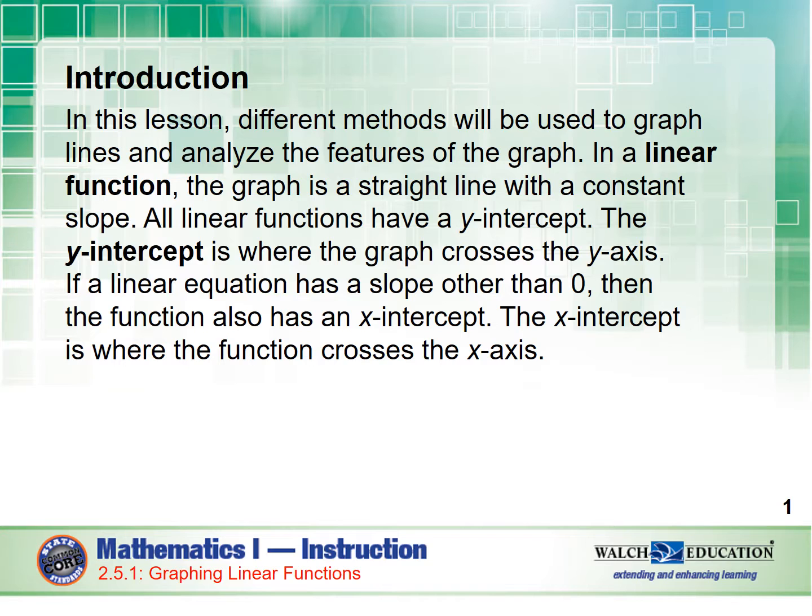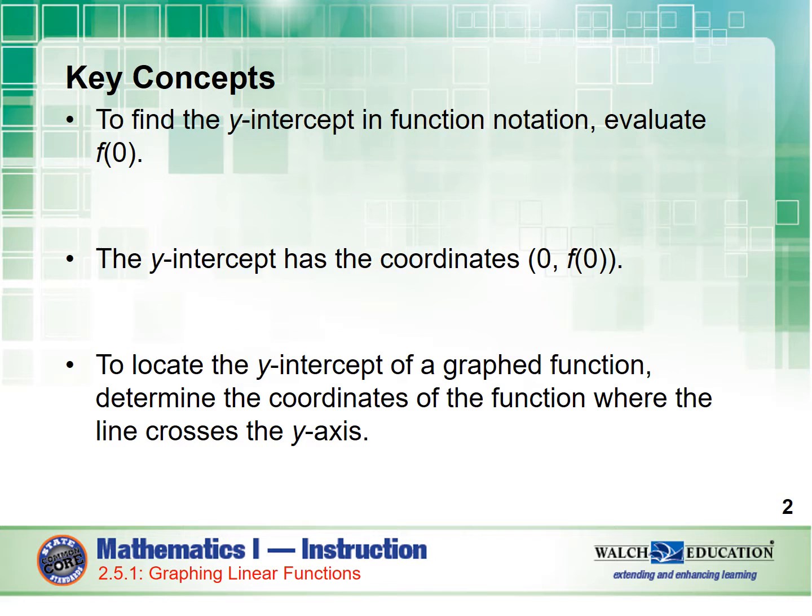In this lesson, we're going to use different methods to graph lines and analyze the features of a graph. And just a reminder, in a linear function, the graph is a straight line with a constant slope. All linear functions have a y-intercept, and the y-intercept is where the graph crosses the y-axis. If a linear equation has a slope other than 0, then the function also has an x-intercept. The x-intercept is where the function crosses the x-axis, and we're going to look at visuals of both of those.